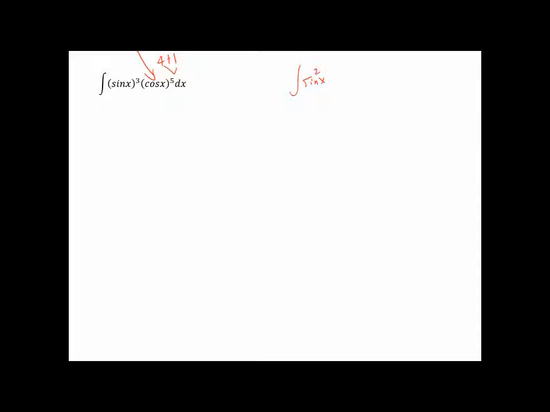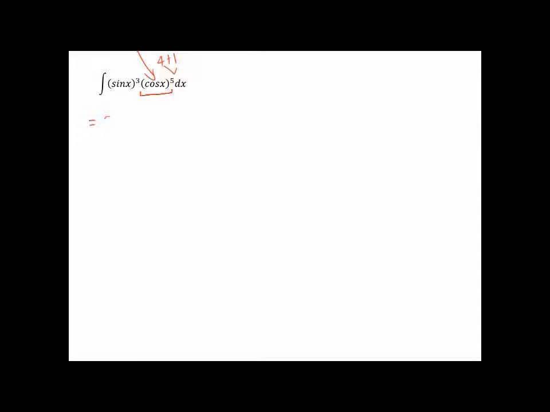Sine x squared, sine x, cosine x fourth, cosine x dx. No, I don't want to do this. I only want to pick one odd power and separate it. Okay, so now I pick cosine here. You can pick sine as well. So let's see.